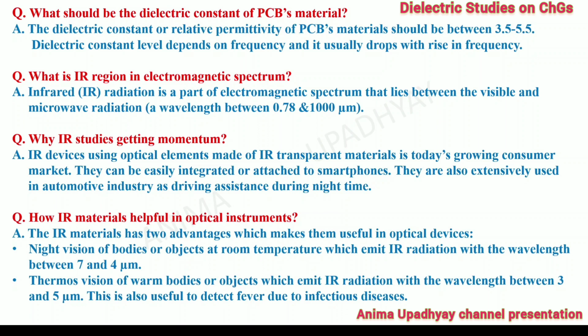First, night vision of bodies or objects at room temperature, which emit IR radiations with the wavelength between 7 and 14 μm. And second, the thermal vision of warm bodies or objects, which emit IR radiations with the wavelength between 3 and 5 μm. This is also useful to detect fever due to infectious diseases.